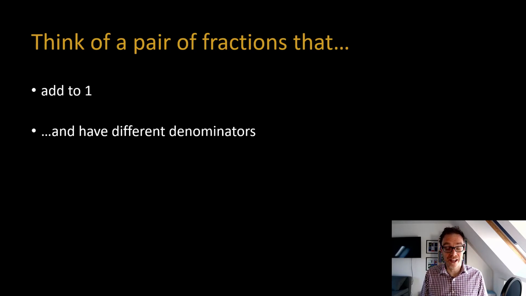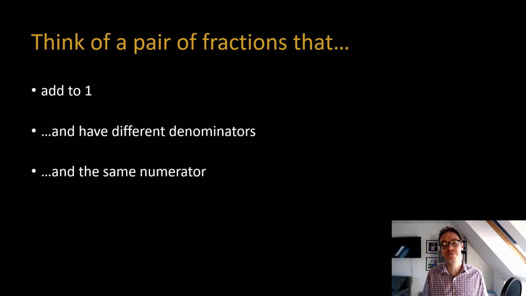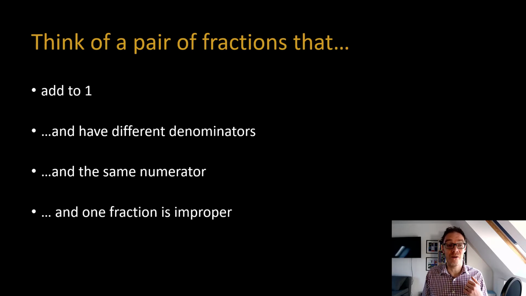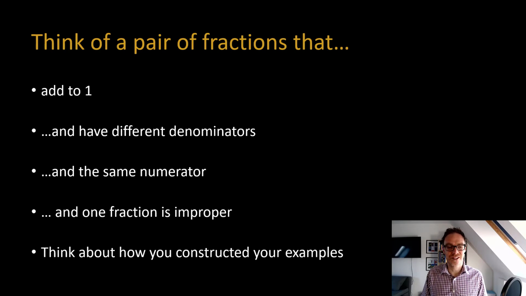And once you've got that, and as I say, keep pausing me here, now I want a pair of fractions that add to 1, have different denominators, and have the same numerator. And then when you've got that one, I want them to add to 1, have different denominators and the same numerator, and one fraction's got to be improper. And once you've come up with those, I want you to think about how you constructed your examples.